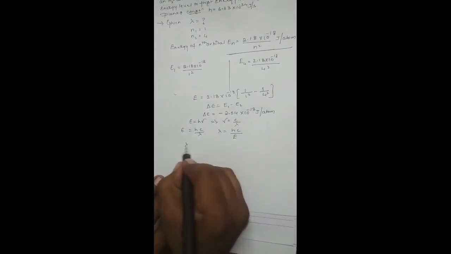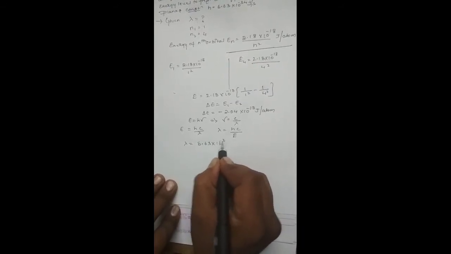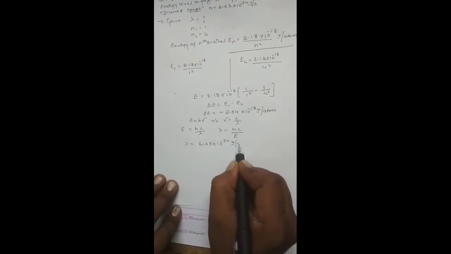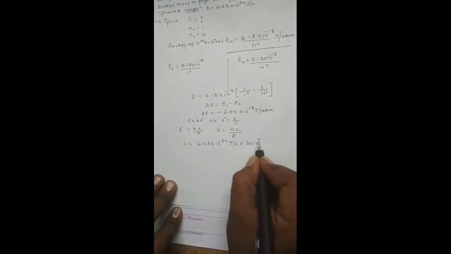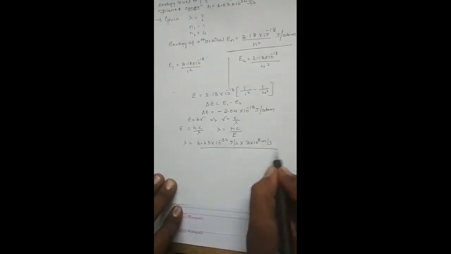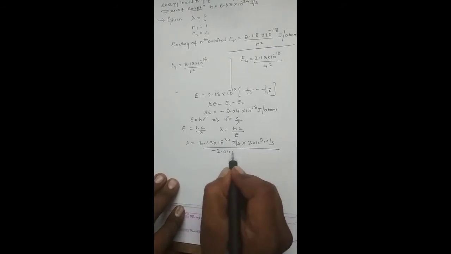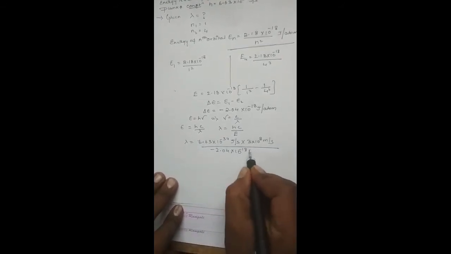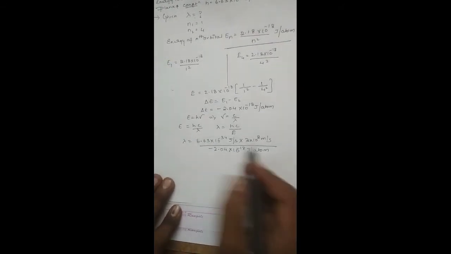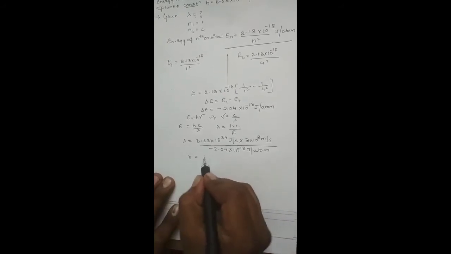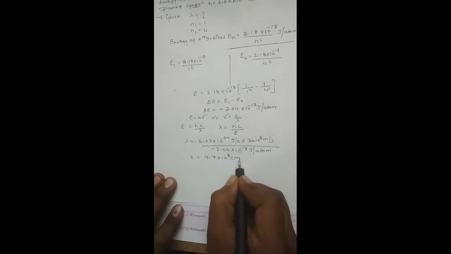If you substitute, we get lambda equals 6.63 × 10^-34 joule-seconds, multiplied by the velocity of light, 3 × 10^8 meters per second, divided by the energy. What energy did we get? Minus 2.04 × 10^-18 joules per atom. If we substitute, we get lambda equals 9.7 × 10^8 centimeters.